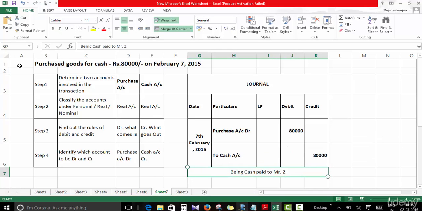And in the narration, I have to say, being goods purchased for cash.